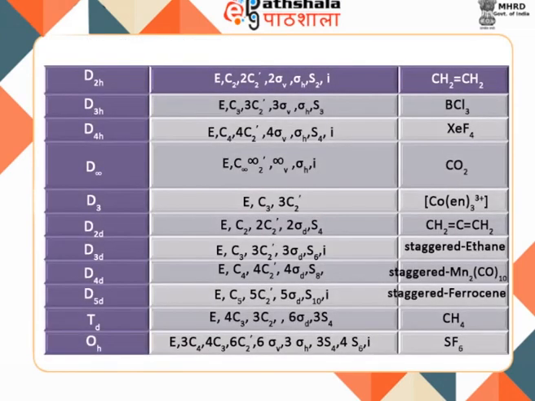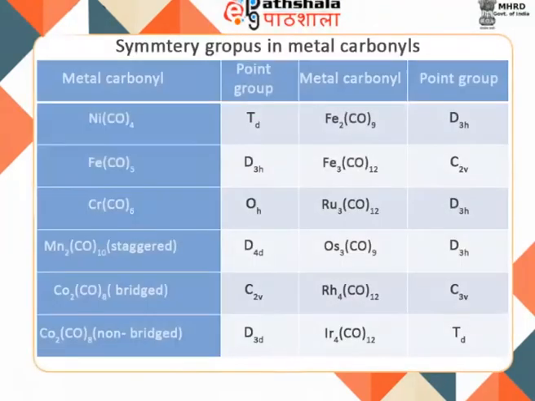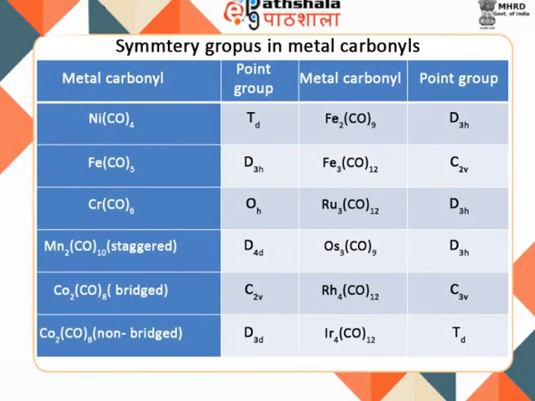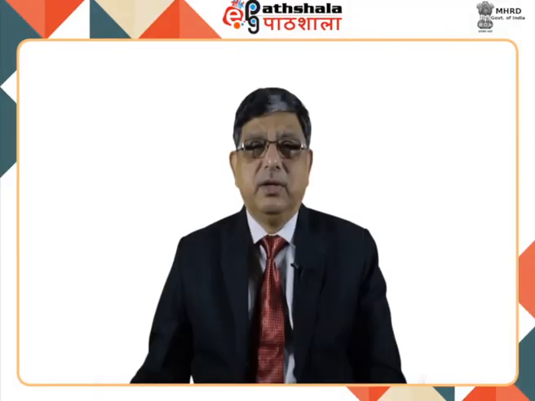Here we have some more symmetry groups: dihedral, tetrahedral, and octahedral. Now we will see symmetry groups in various metal carbonyls with the help of a table as shown. Here we will study the application of infrared spectroscopy in determining the symmetry of metal carbonyls.